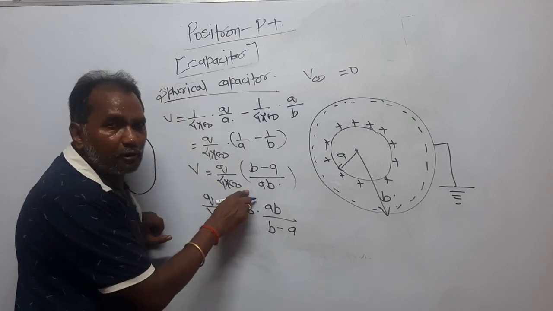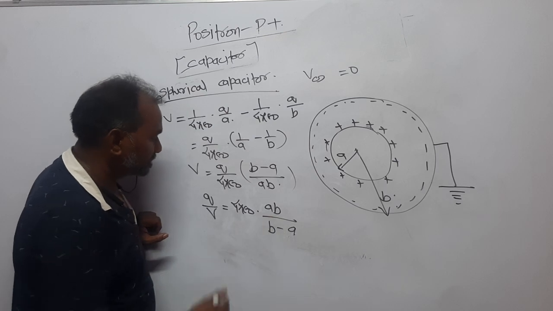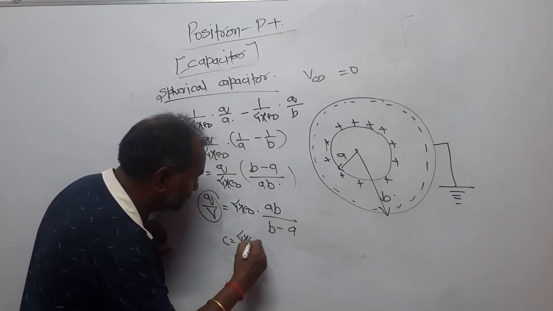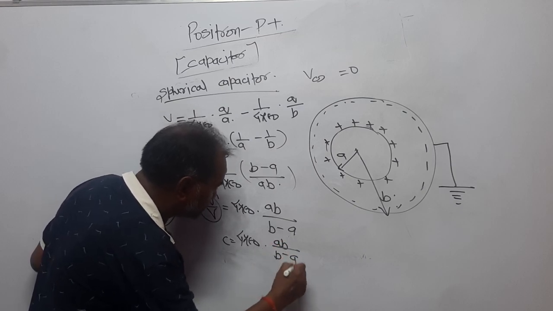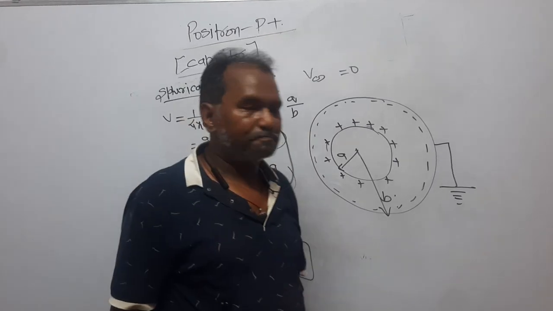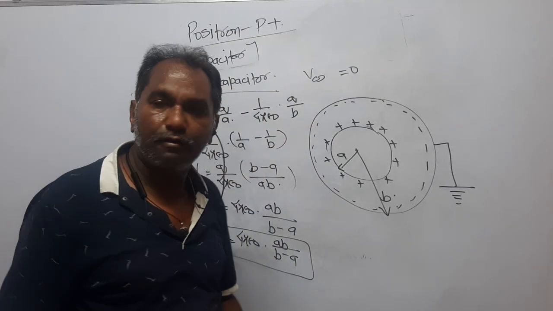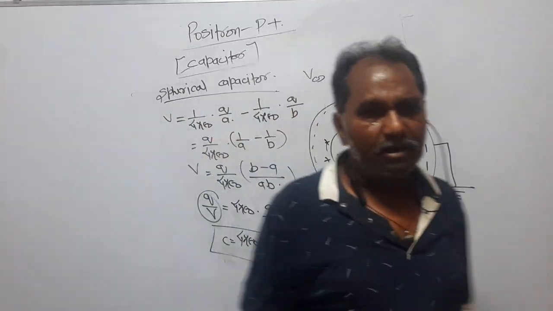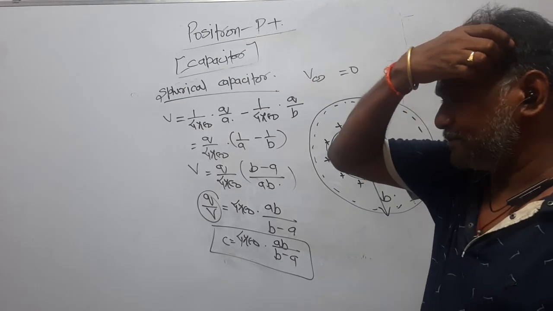Q we have brought here, so this will come to here and this will come to here, so it becomes like this. And Q upon V is what? C. C is equal to 4 pi epsilon naught ab upon b minus a. This is the capacity of spherical capacitor. In this way, you can find out the capacity of spherical capacitor.